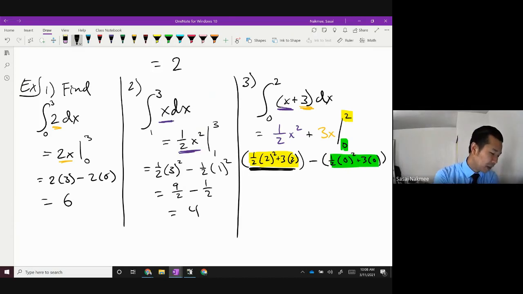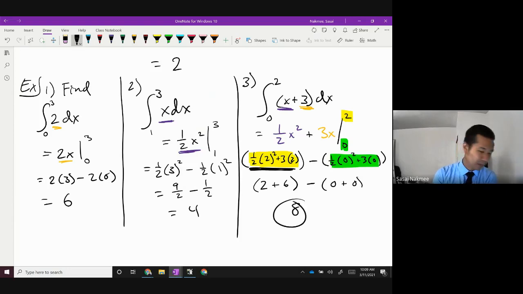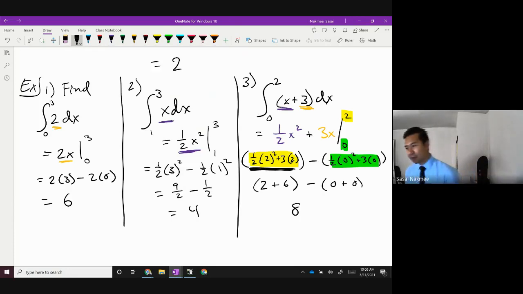Okay? So this right here is going to be 2 squared, which is 4. 4 divided by 2 is just 2. Plus 6, that's this guy right here. Minus, this is going to be 1/2 of 0, which is 0. Plus 3 times 0, which is 0. This looks like this is just going to come out to be equal to 8. 8 is our answer for this one right here. Right? And that's it. That's the idea there.